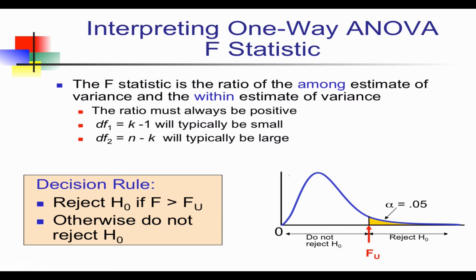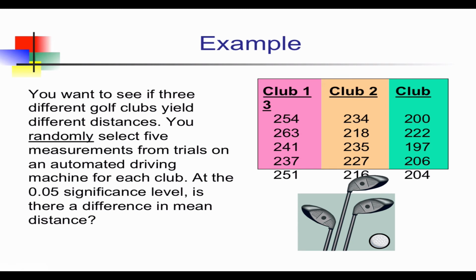And typically, for F, the degrees of freedom corresponding to the numerator is smaller than the degrees of freedom corresponding to the denominator. So next we will see an example, and we will see how exactly we do ANOVA from a concrete example. We have 3 golf clubs, and each golf club has a different distance. We randomly select 5 measurements from each club, and we want to see, when alpha equals 0.05, is there a difference in the mean distance among those 3 clubs?